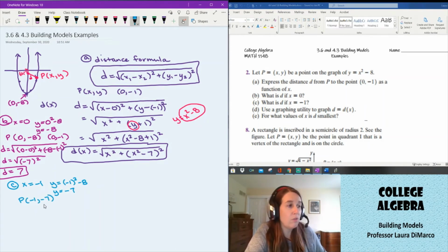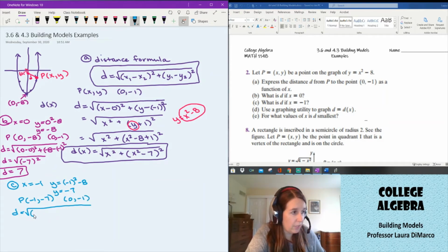Okay, so now we are finding the distance between point P and (0, -1). Really, for these problems, even B and C, you have two choices. You could use the original distance formula, which is what I did in B, or you could use the formula that you came up with, the d of x in part A. My guess is most of you would just go back to the distance formula, so that's what I'm going to continue to do. So d is equal to the square root. Remember, the 2 points are the P, and the other point is always (0, -1).